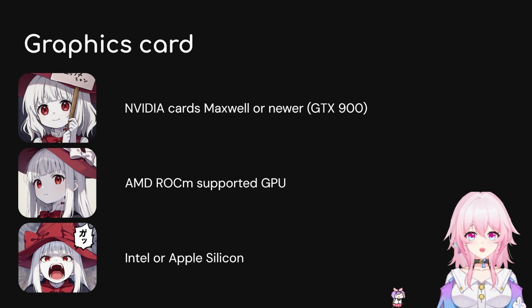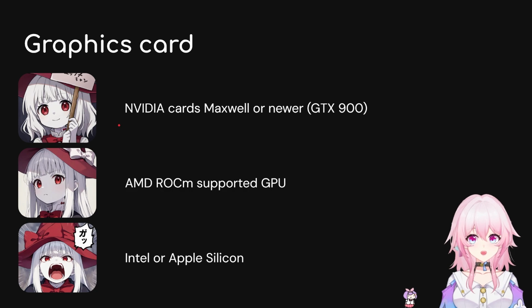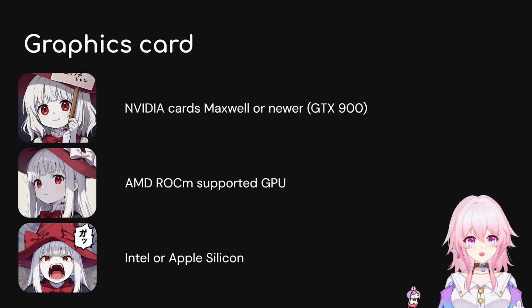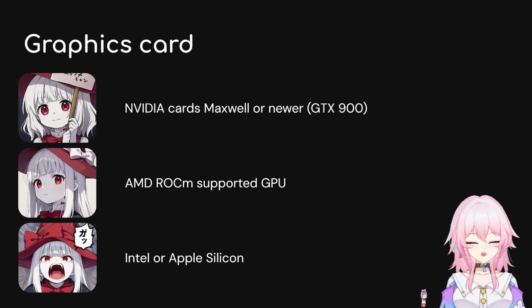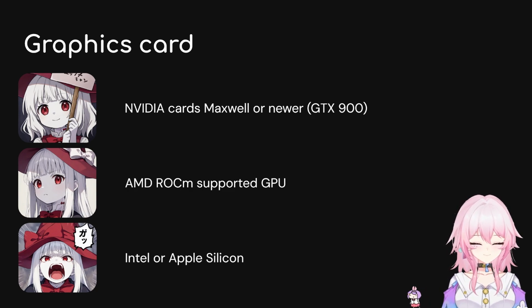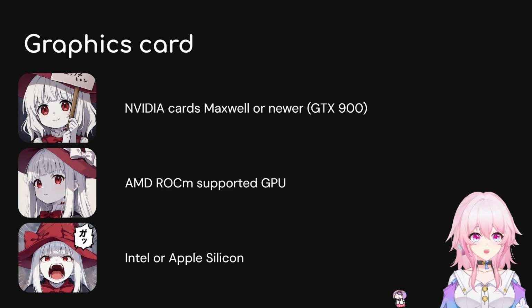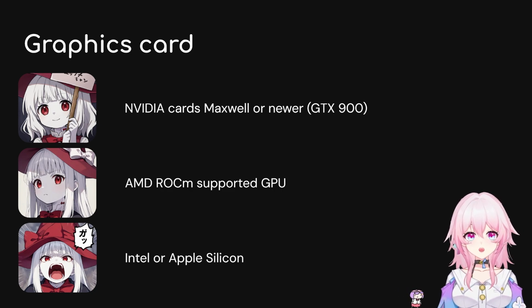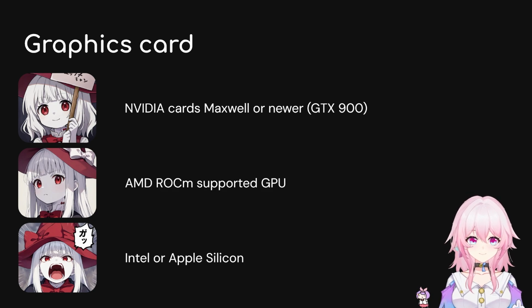But generally speaking, what you want is an NVIDIA card with architecture Maxwell or newer, so that's the GTX 900 series and up. But they suggest a 30 series, so that would be the 3060, 3070, 3080, 3090, or newer, with a decent amount of VRAM. Now again, for my setup, referring back to my previous video, I only have a 2070, and that has still been pretty sufficient for me.